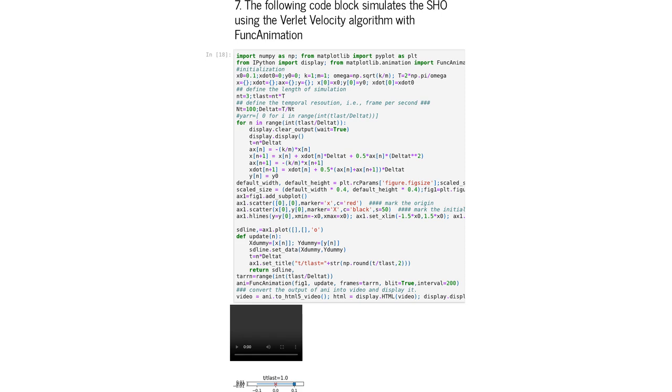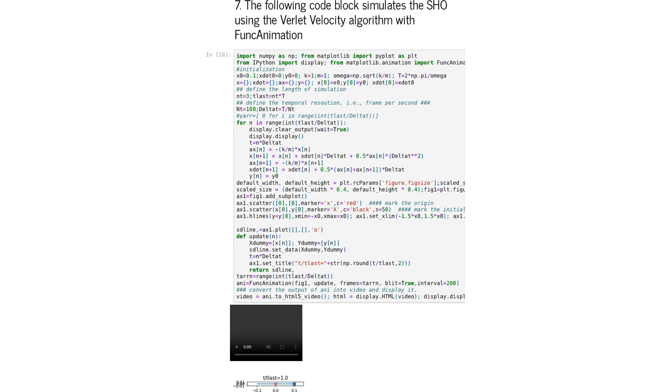We use dictionaries to store the time series for position x, velocity x dot, and acceleration x double dot. The simulation will run for a total duration of t_last, which is set to a few periods of oscillation, and we define a time step delta t based on dividing the period into nt segments. Inside a loop that runs for each time step, we first calculate the acceleration at the current step using a equals negative k over m times x.